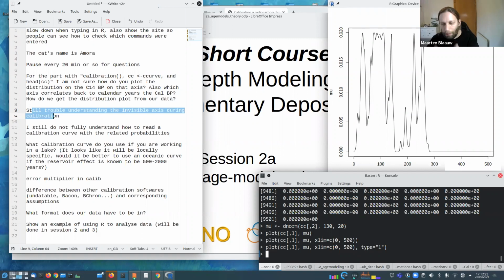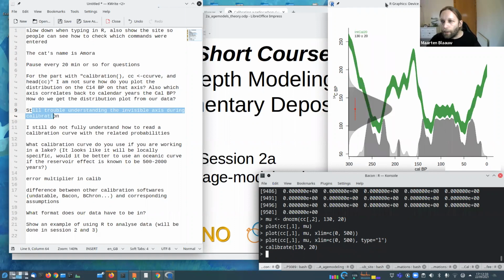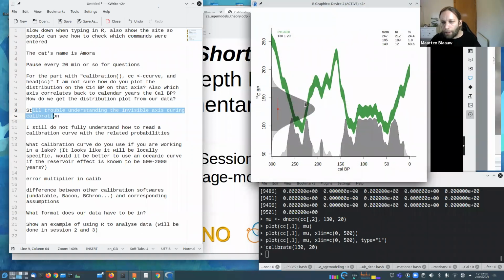Now, luckily enough, we don't have to go through this whole process of getting variables and plotting them, because we can also simply use an existing function, calibrate 130 plus or minus 20. And that already gives us this calibrated distribution.